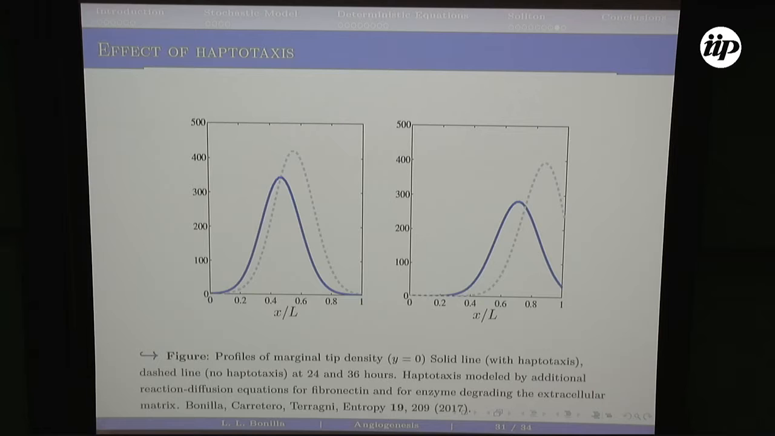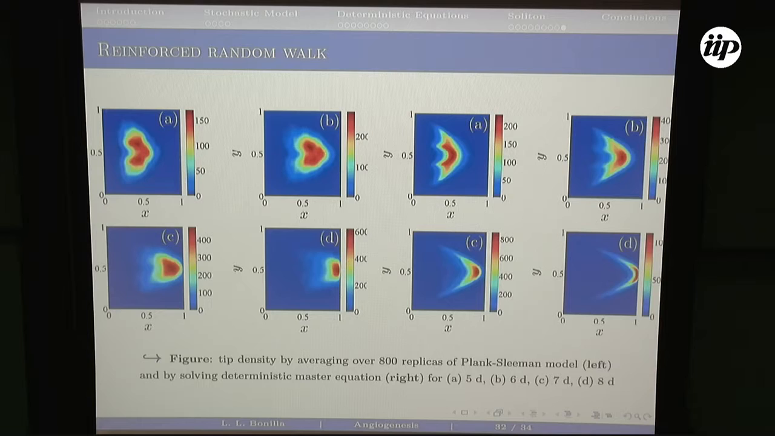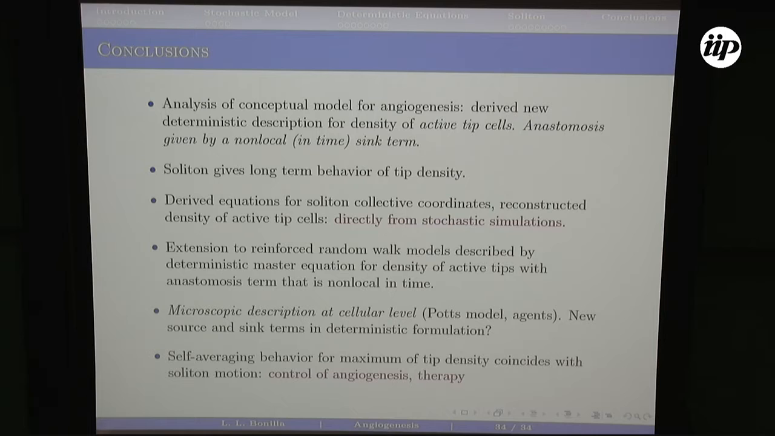Okay, so you can do this with other models, like for random walk, you get a master equation instead of Fokker-Planck, but otherwise it works the same. So this is what we have done. Essentially, we are now trying to derive the same or a related type of description from Potts and agent models, which is a more complicated thing. Our goal would be to get somehow to control this. And of course, we have to put in the blood circulation and a lot of things that we had not done. Okay, thank you.